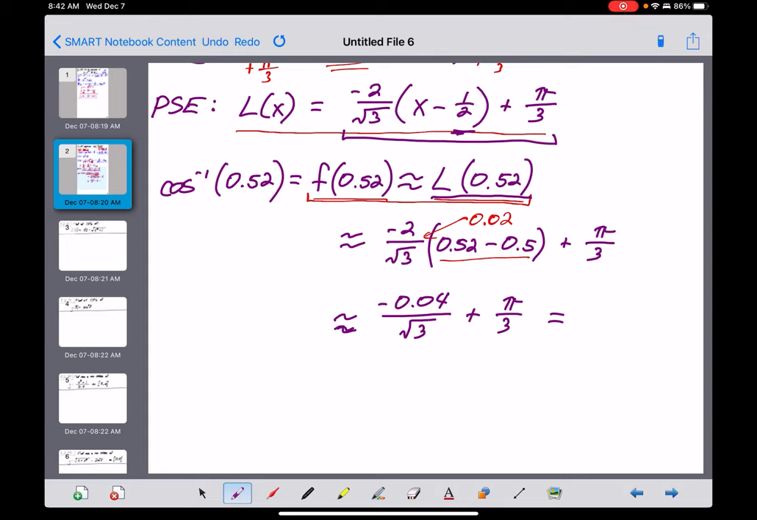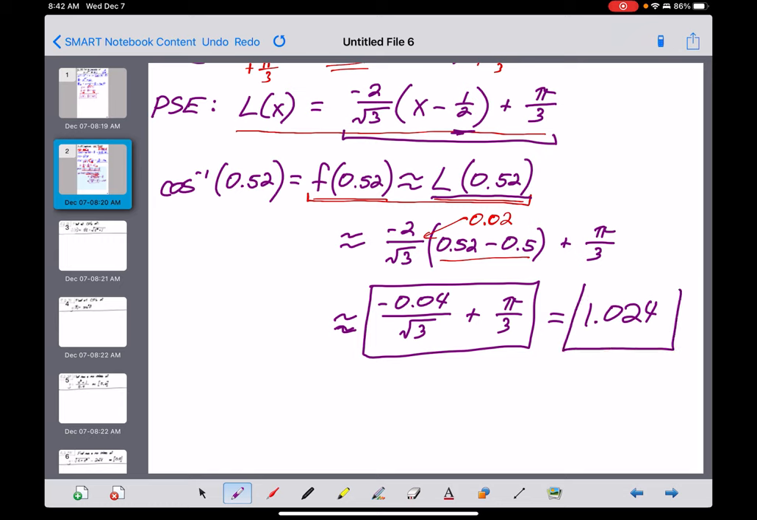So I'm going to grab my calculator. I just have a scientific in front of me right here. And I'm going to type in what I have written there at the bottom. Negative 0.04 over the square root of 3. And then at the end of all that, I'm going to add a pi divided by 3. And that gets me this rather ugly value here of 1 point 0.24. Okay, so I'm good with either that answer right there or that answer right there.